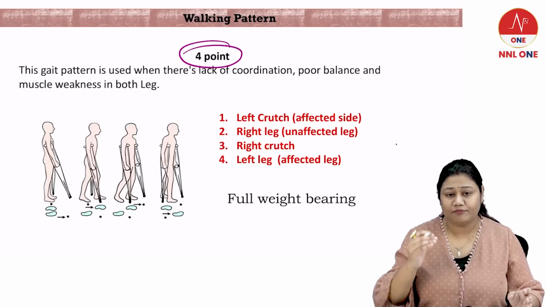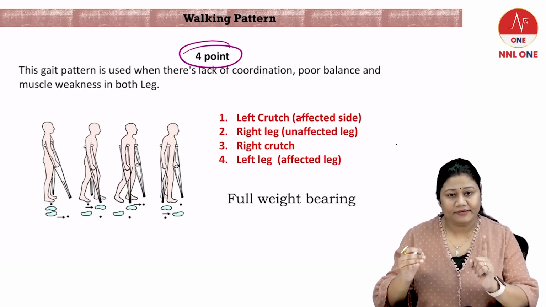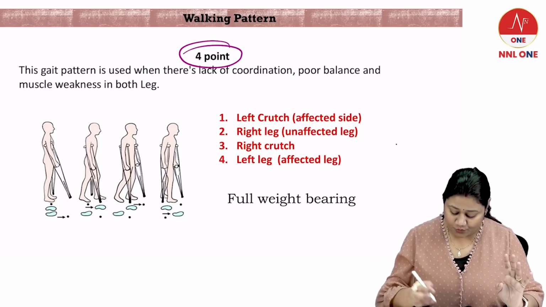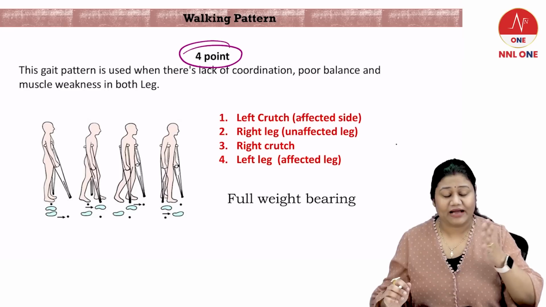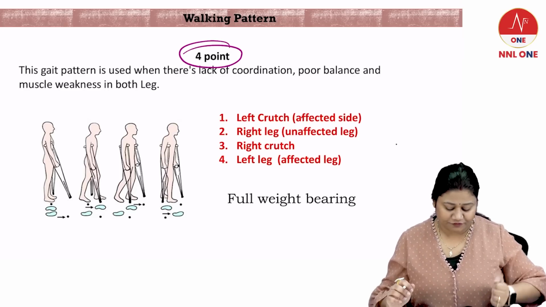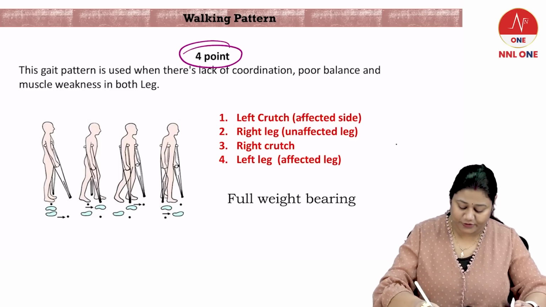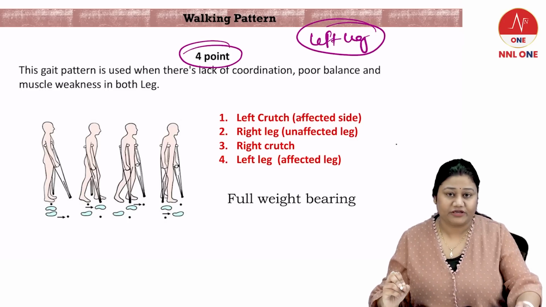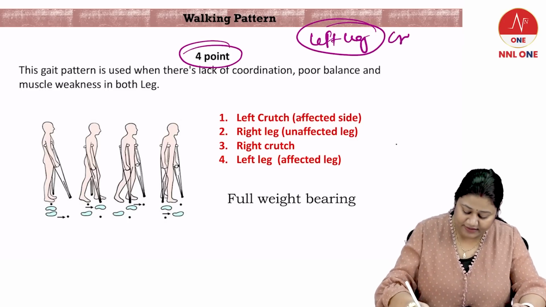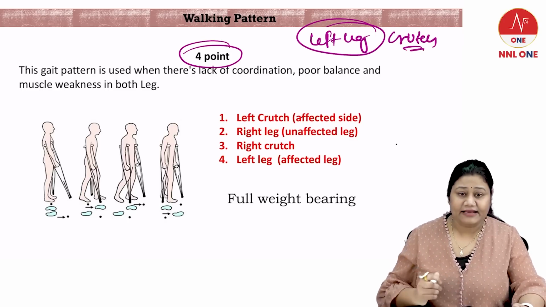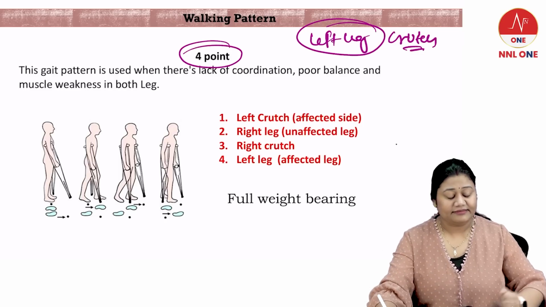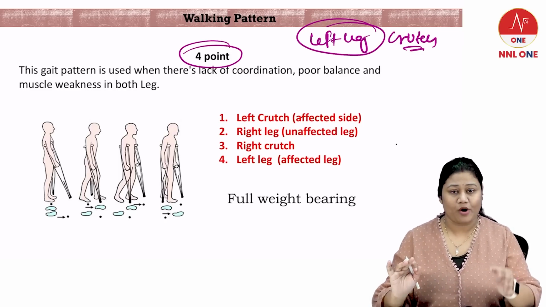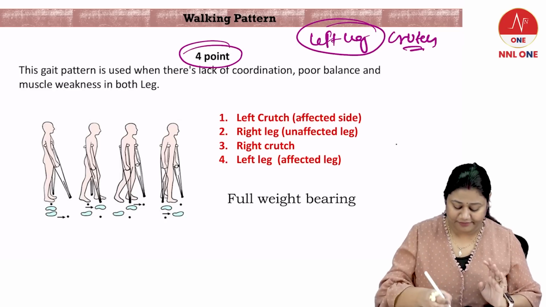What we are doing is moving step by step, one foot or one crutch at a time, right? We always start with the affected side crutch first. Let's take an example: the patient's left leg has muscle weakness. So first is the left crutch, right? Then the right leg, then the next is the left crutch, then the right leg. So 1 point at a time, 4-point.